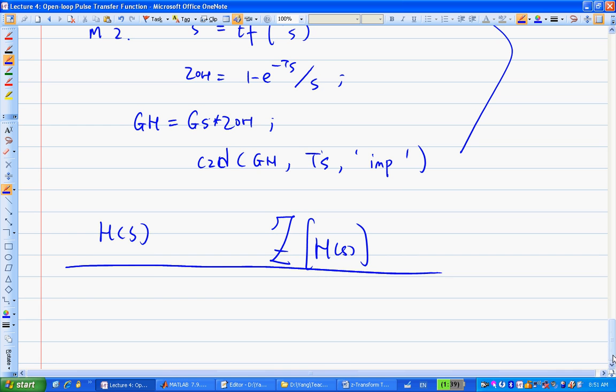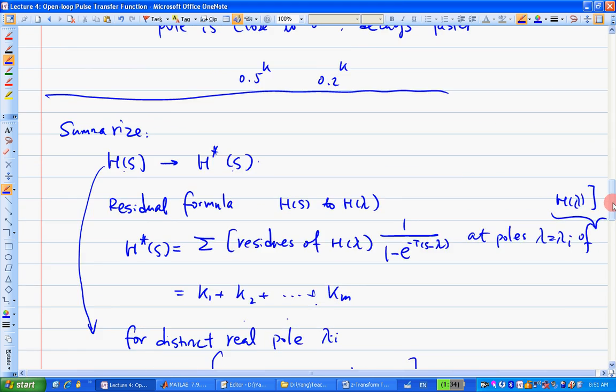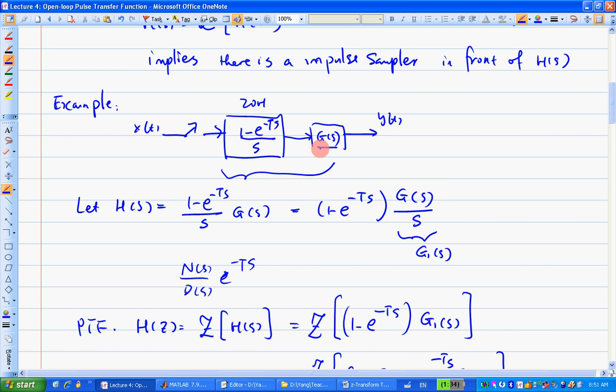Okay, so let's talk about the next one, open loop pulse transfer function. We sort of covered this already here, open loop PTF. If you look at this example I gave you here, that's an open loop, and this is the process of obtaining the open loop pulse transfer function.